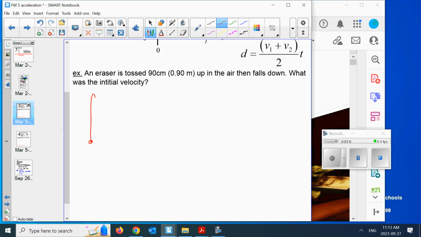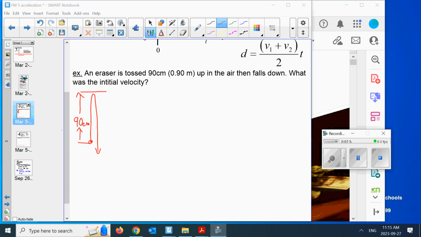I'm going to just draw a diagram. We're assuming straight up, no sideways motion. It goes 90 centimeters up in the air. So 90 centimeters. That makes sense, right? And then falls down. What was the initial velocity? So I suggest, okay, you're going to copy out the problem. I'll wait for a second. So it goes up 90 centimeters in the air and then falls down.